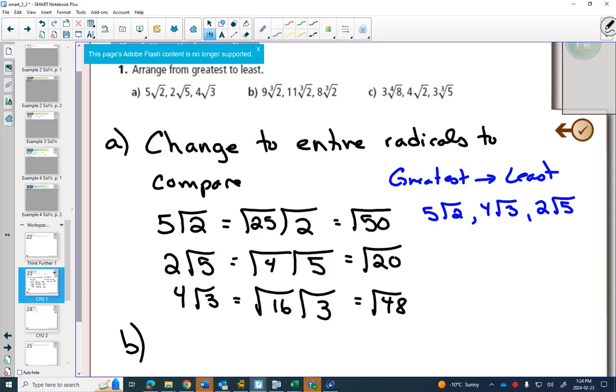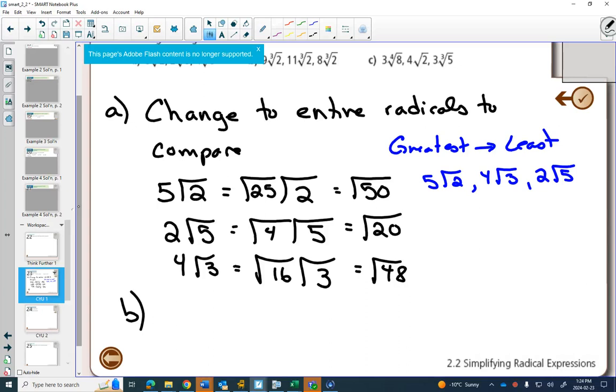Does anyone know 11 cubed? 1,331? No? Do now. Perfect. And 9 cubed, that's like 729. Those are big numbers. So it is easiest in this one just to say, well, 11 is obviously the biggest one, then 9 of them, and then finally 8 of them.